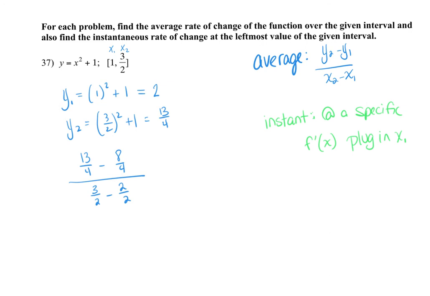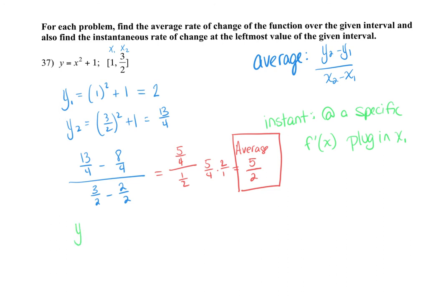And then you want to simplify. 13 minus 8 is 5/4, divided by 1/2. Keep, change, flip, right? So 5/4 times 2 over 1 is 5 halves. And that is my average right there. And I wrote a 3, but it is a 2. 5 halves. All right. That's my average. So that's my first answer.